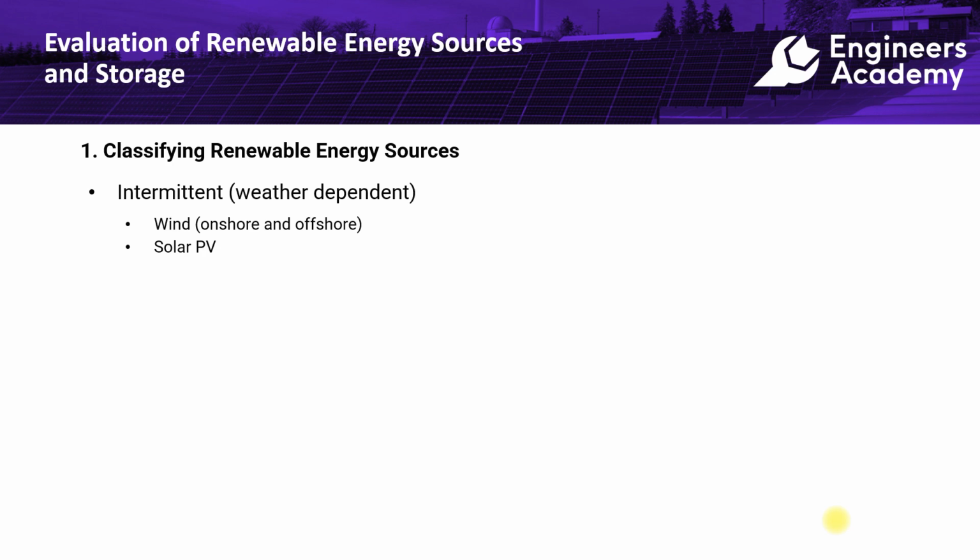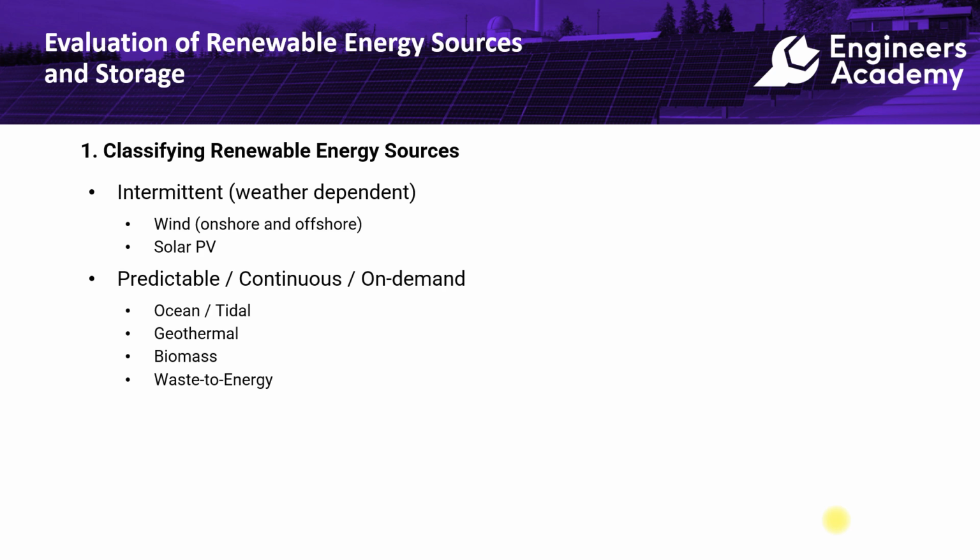Another example of an intermittent energy source is solar farms, and we've seen both solar PV or photovoltaic as well as solar thermal plants. Both of those technologies are going to be intermittent because we have solar energy available in the daytime and we don't have solar energy available at night time. We also don't necessarily have solar energy available in sufficient quantities if the weather's cloudy or overcast. So those technologies would be considered as intermittent or weather dependent.